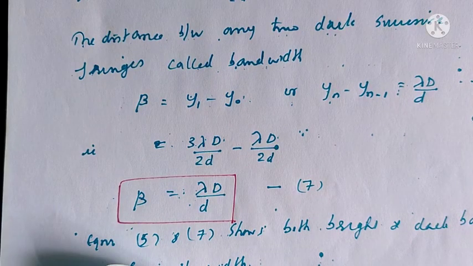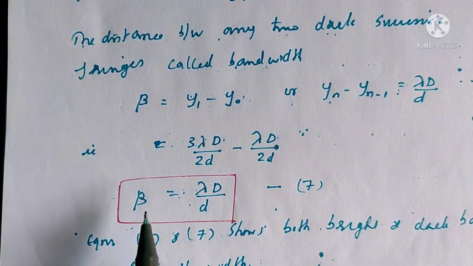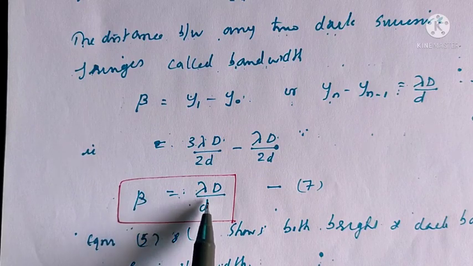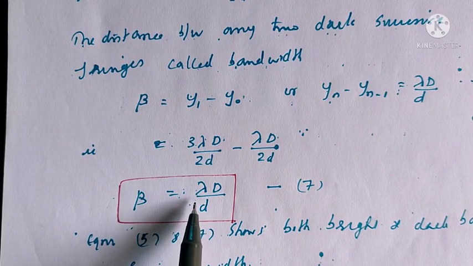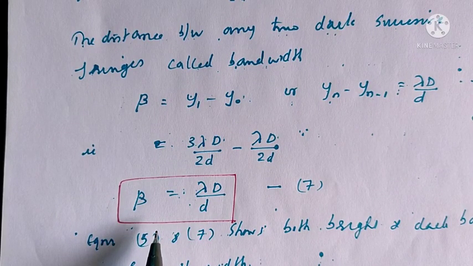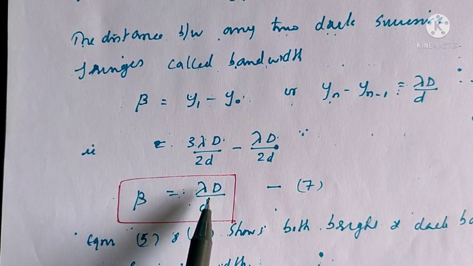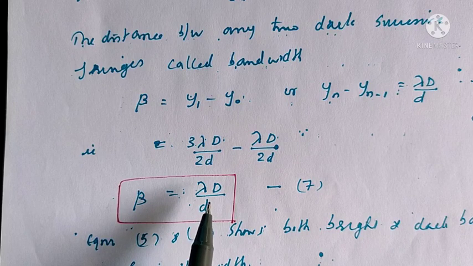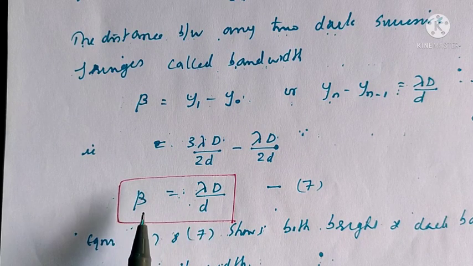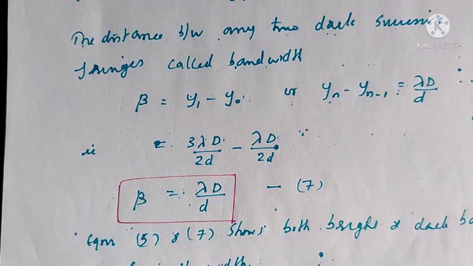Now, since beta, the bandwidth, is proportional to lambda, we can see from this expression that the bandwidth is proportional to the wavelength. Larger the wavelength, larger is the bandwidth, and vice versa. If the wavelength used for producing this interference pattern is large, then the bandwidth will be large.